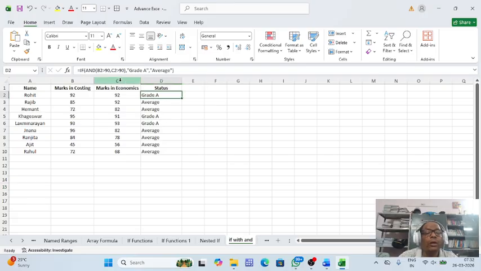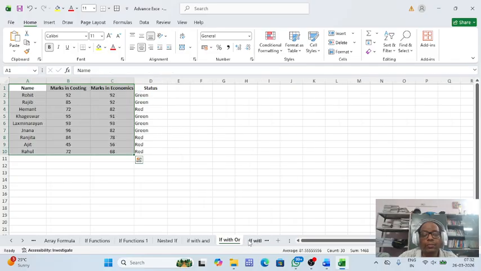So what is the formula? IF AND, that means both the conditions should be true, then only you will get grade A, otherwise it will be average. IF, bracket start, AND B2 is greater than 90, C2 is greater than 90, then in inverted commas grade A, otherwise it will be average. Okay, so this is how you will be calculating IF with AND. Remember, this is how you have to write the syntax formula.